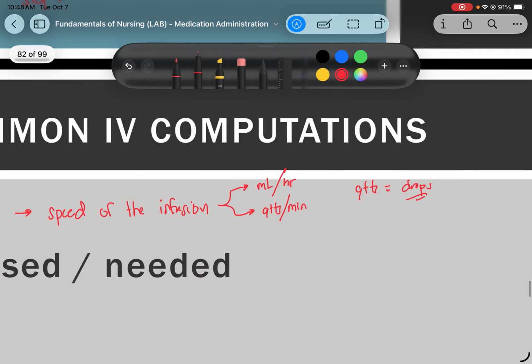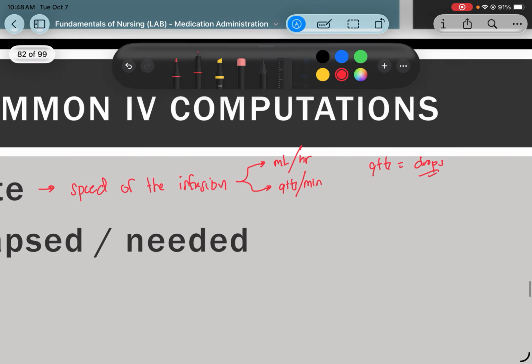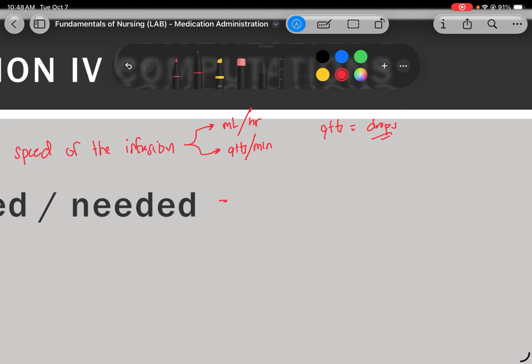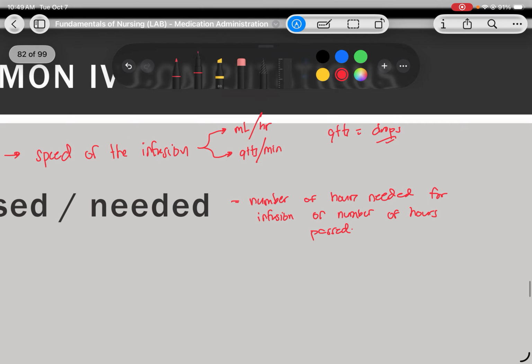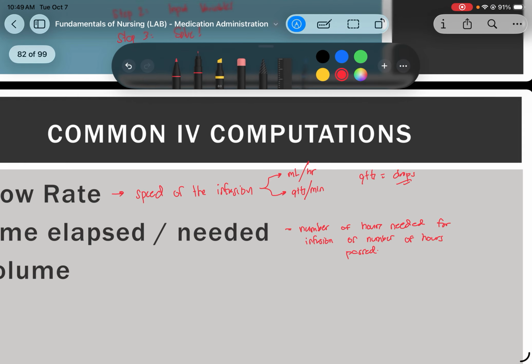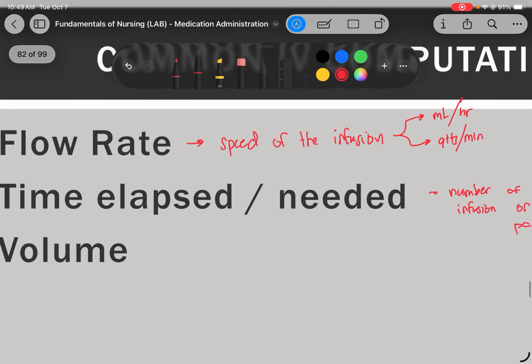Drops per minute. Another thing that we can solve for is the time elapsed and the time needed. Usually the result here is the number of hours, the number of hours needed for infusion, or the number of hours passed. Hours passed is how much time has already passed in our infusion rate. Don't worry, we will show the formulas later.